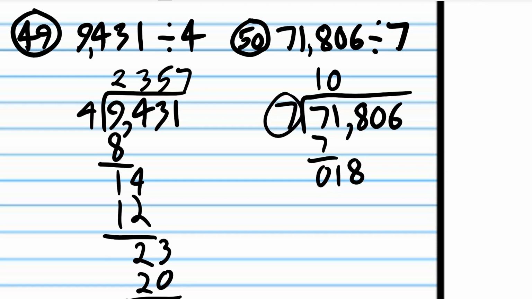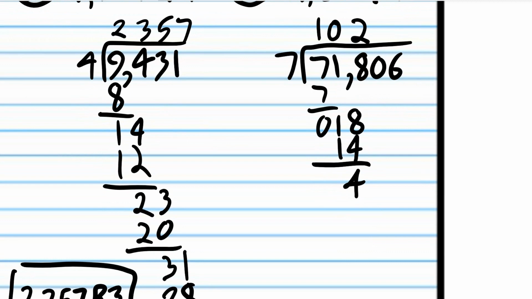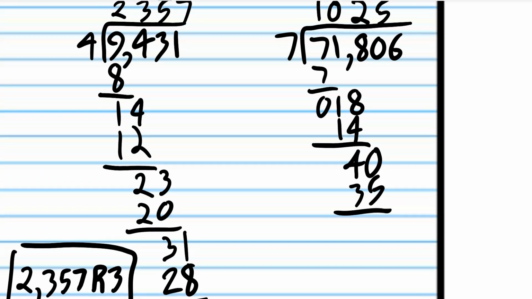How many times does 7 go into 18? It goes in 2 times because I know my multiplication facts. 7 times 2 is 14. 18 minus 14 is 4. And as always, bring down the next number. 7 goes into 40 5 times. Well, how do I know that? Because I know my multiplication facts. 40 minus 35 is 5. Again, you can borrow and all that type of stuff, but you don't need to do that. 40 minus 35, you can do it in your head.